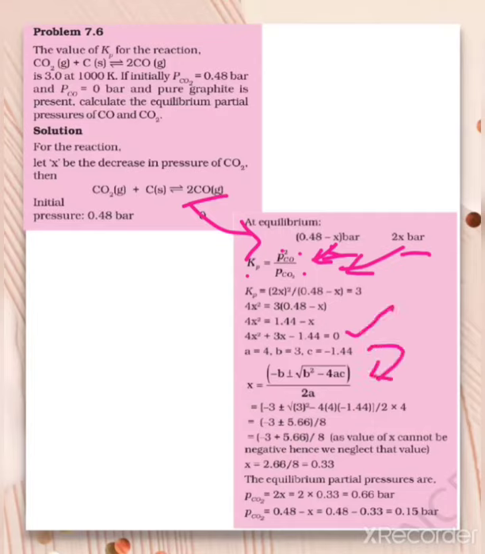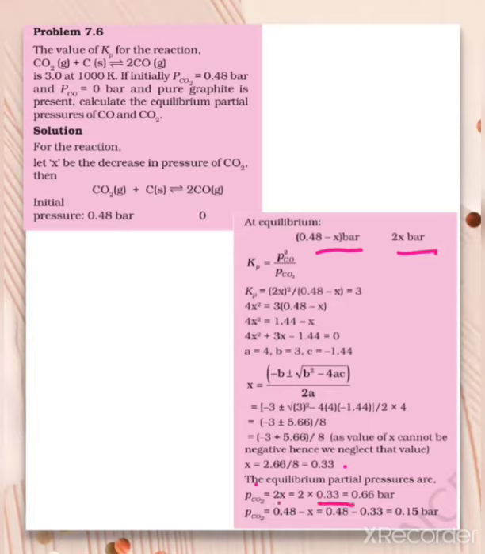Now we have to solve the quadratic equation by the mathematical formula. So we get the value of X, that is 0.33. What is the X here? X is the amount by which the pressure is reduced for the reactant. So the pressure of CO will be 2X. So 2 into X, substituting the X value, we get 0.6 bar.